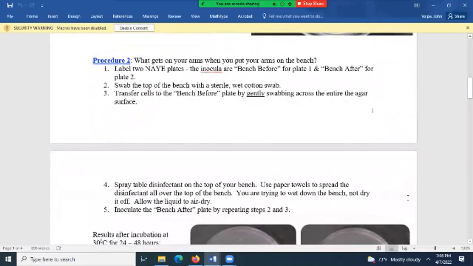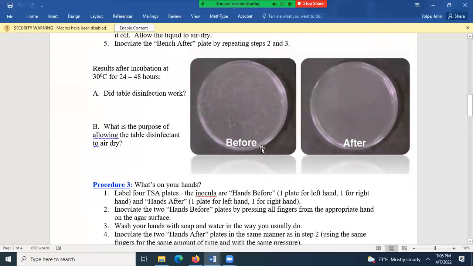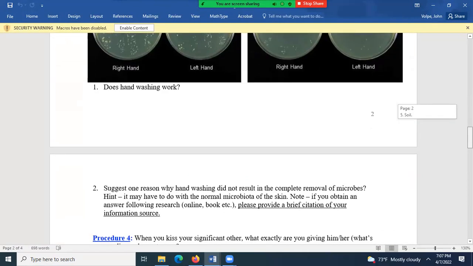Procedure 2, what gets on your arms when you put your arms on the bench? So read through that. And then you're disinfecting the table and it's asking, did disinfection work? There's the plates with the colonies before disinfection and the plates of colonies after disinfection. So answer, did disinfection work? And then answer, what is the purpose of allowing the table disinfectant to air dry? People sometimes have difficulty with that question.